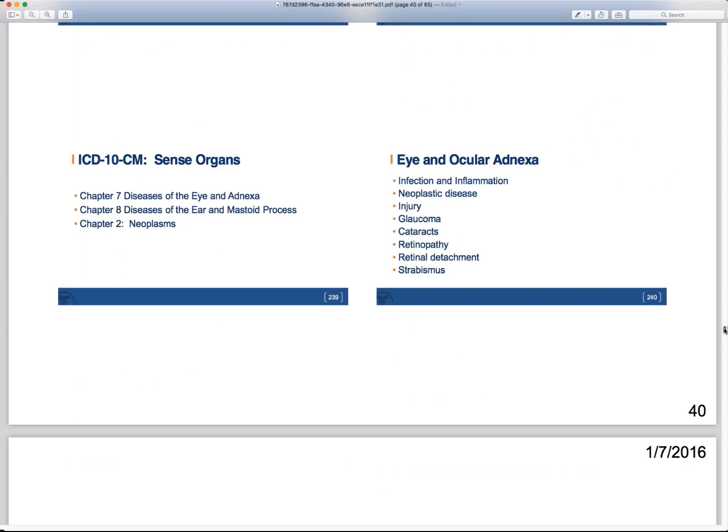That is going to be on page 410. And when you're coding for strabismus surgery, you need to know what type of muscles. It could be horizontal or vertical, so you need to know the type of muscles. You also need to know the ICD-10 code for cataracts and glaucoma. Cataracts and glaucoma. ICD-10 code.